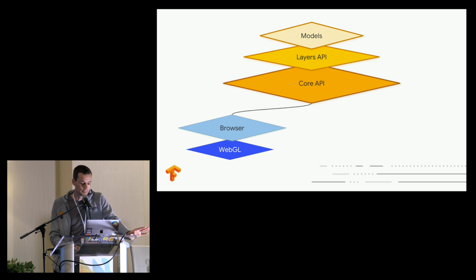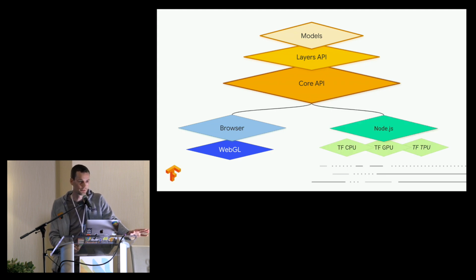So inside the Core API, we're powered by 2 different things. In the browser, we use WebGL currently for our acceleration of our models in linear algebra stack. And on the Node side, we actually ship the same C library we use for Python. And that gives us acceleration on AVX instructions with CPU, GPU with CUDA, and then eventually the TPUs we offer with Google Cloud.